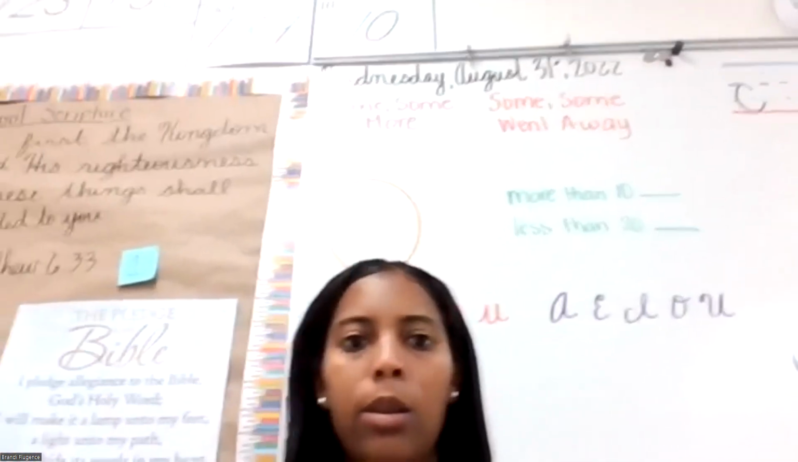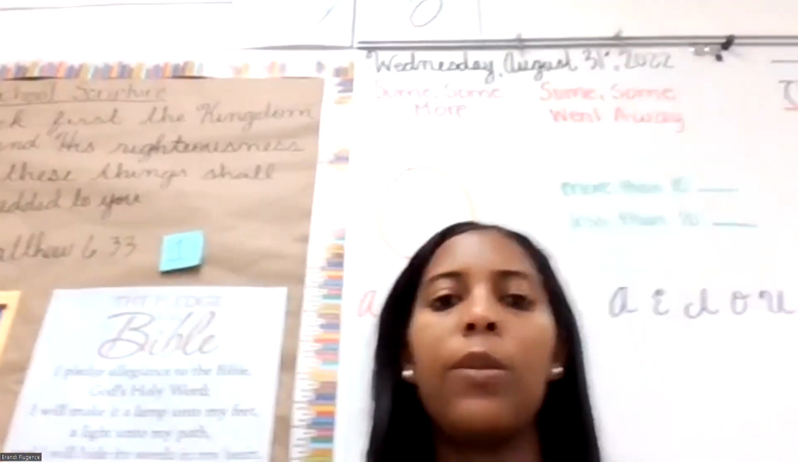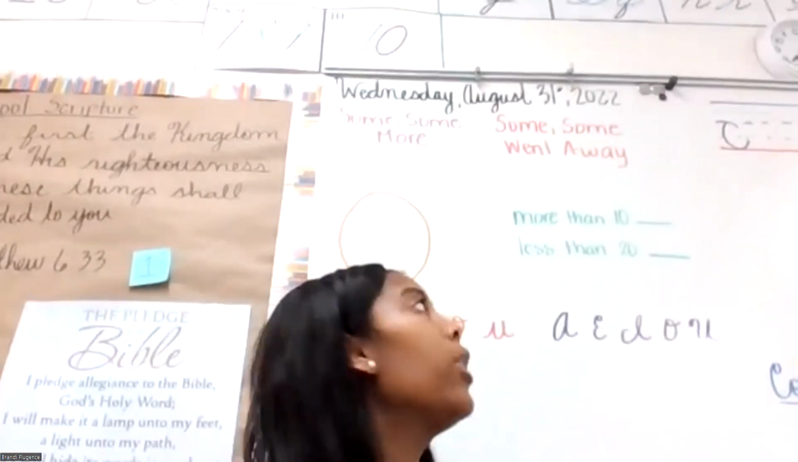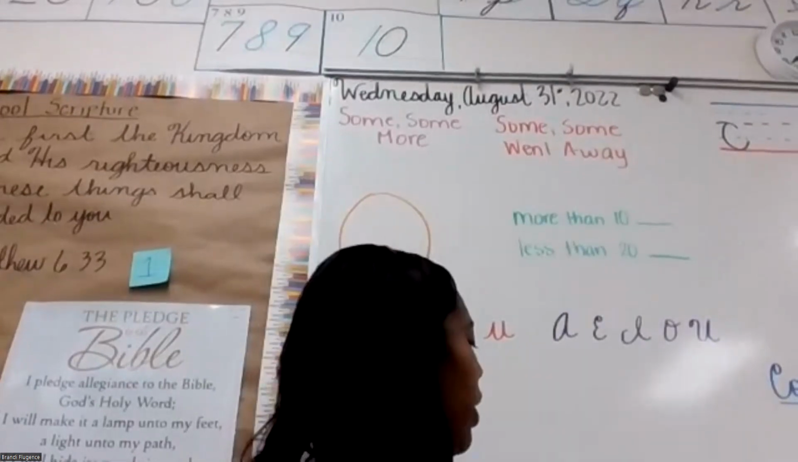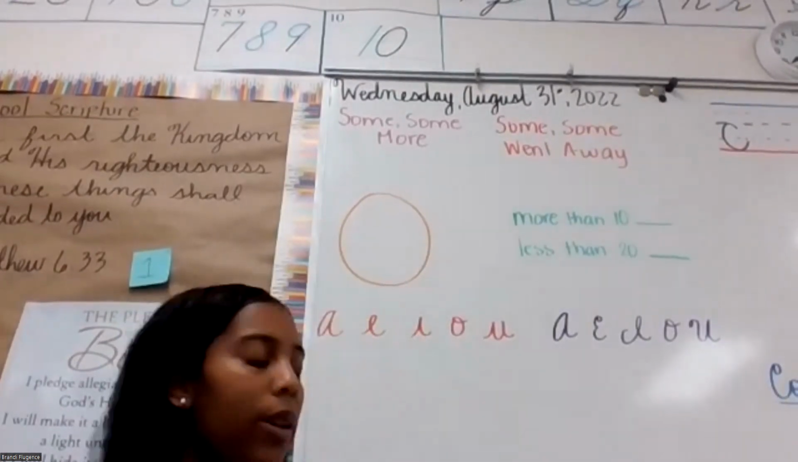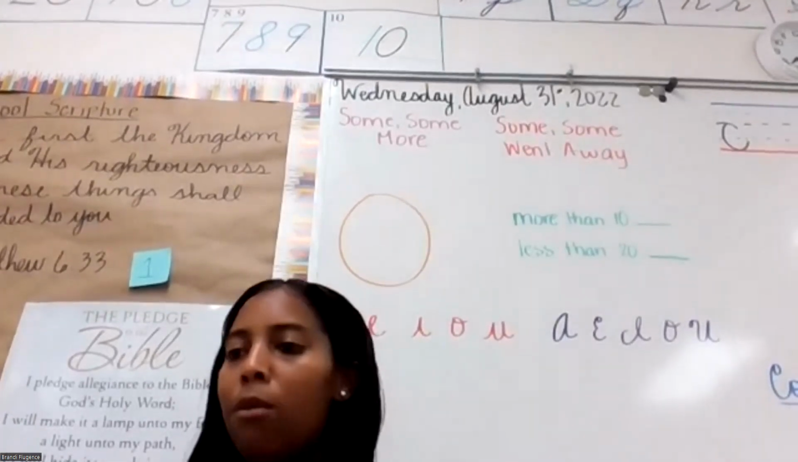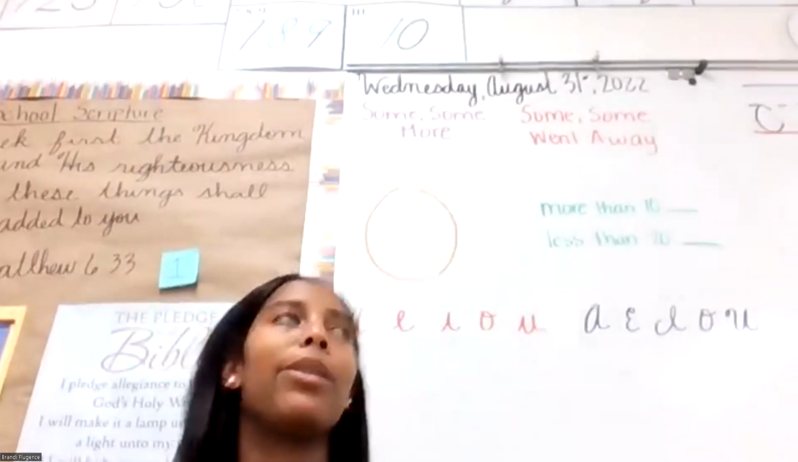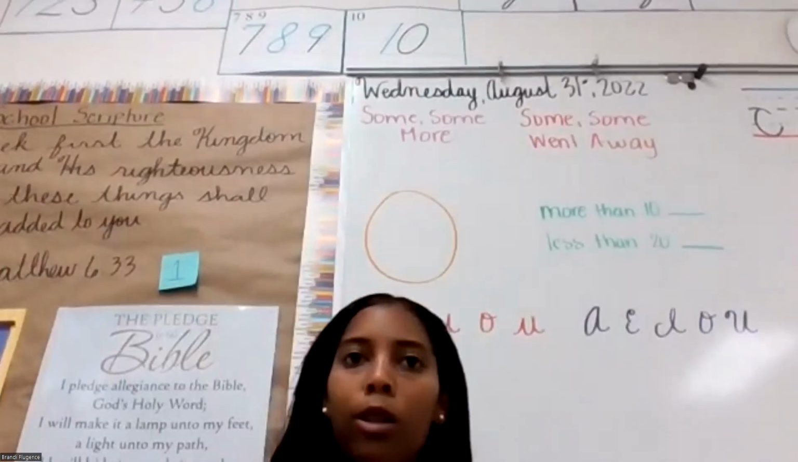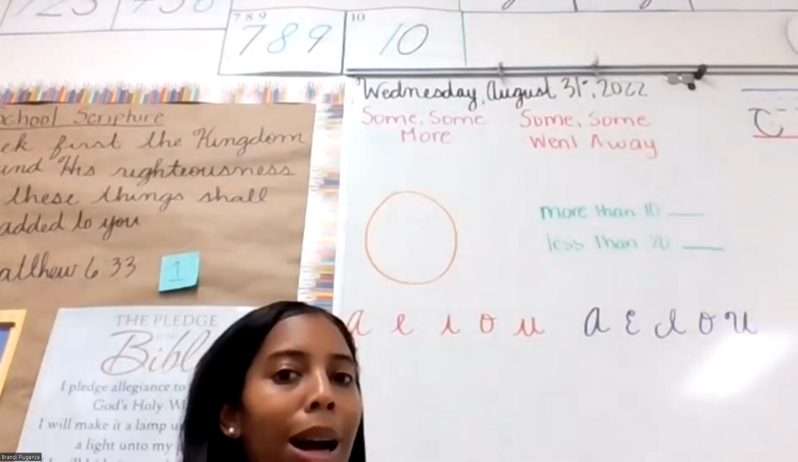All right, so let's go ahead and cover a couple of things before we get into some more and some went away. All right, so look at my circle here. I want to write the number 7 inside of my circle. Where would that go? Like, could someone show me where I would put it?